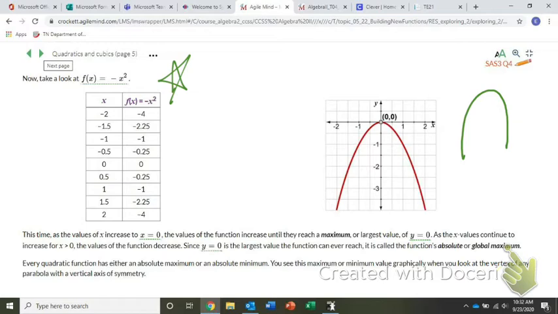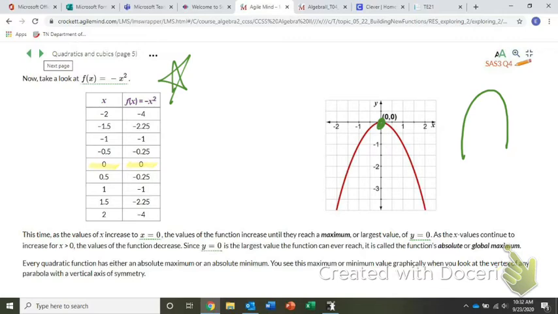All right, it says this time as the values of x increase to y equals 0, the values of the function increase until they reach a maximum or largest value of y equals 0. So in this case, this function, f of x equals negative x squared, has an absolute or global maximum. That is the highest point on the graph.